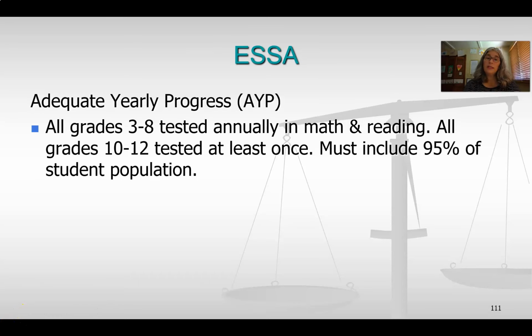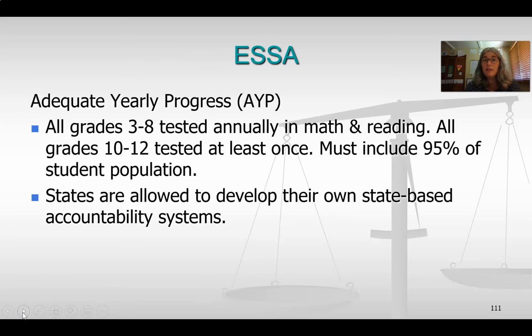The way this works is specific grades are chosen to be tested annually. So grades 3 through 8 get math and reading. Grades 10 through 12, you have to be tested at least once. And when you do the test, you can't pick and choose. It does need to be at least 95% of the students at the school. There used to be a problem back with the No Child Left Behind Act that on testing day, they would purposefully leave out students who they knew would be low performers. So this time they want to make sure that they are getting a good sample of the students.